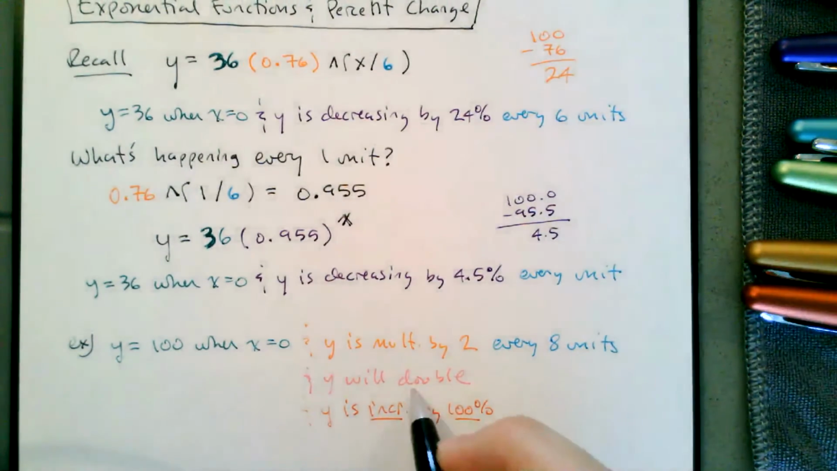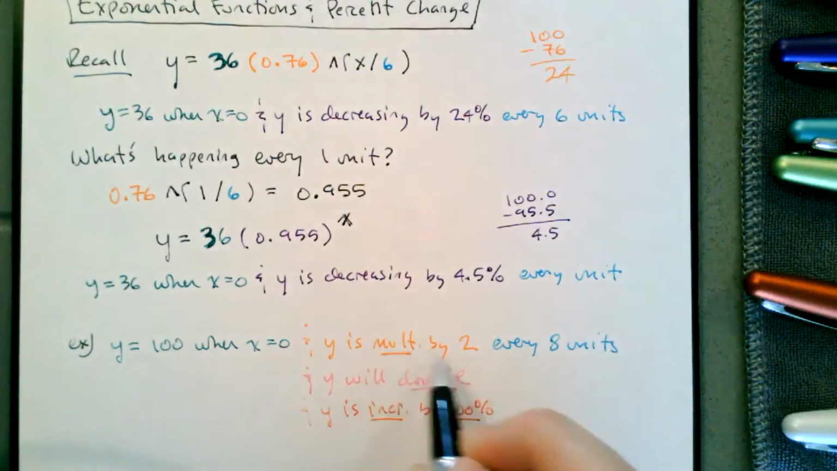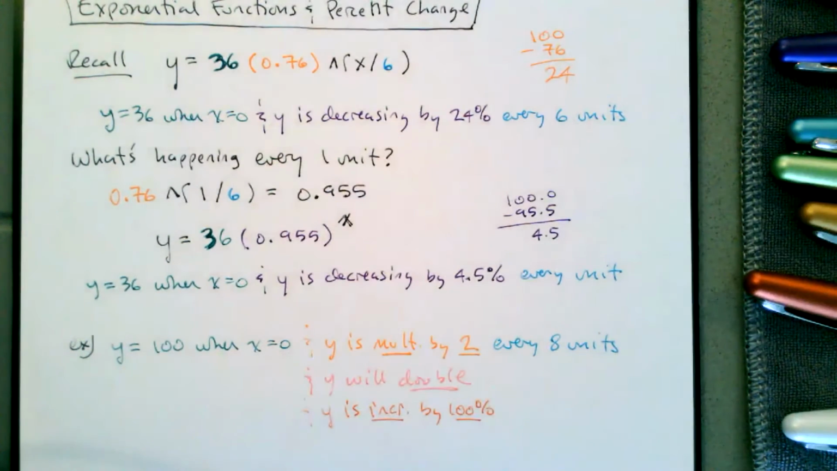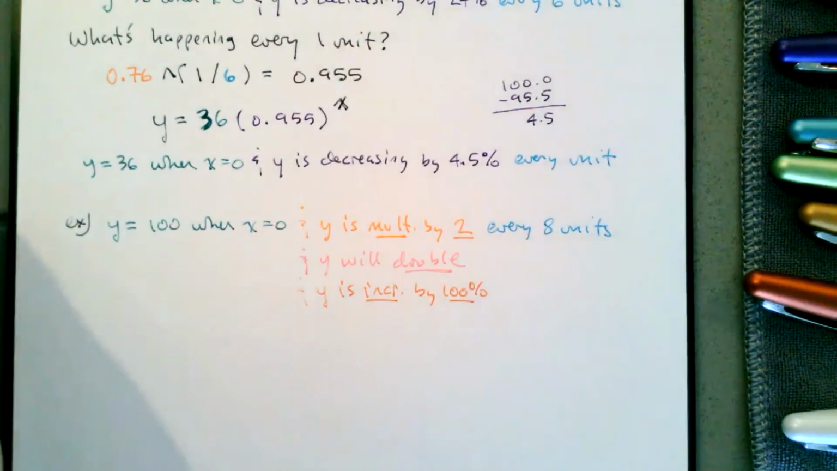All different ways of describing multiplying by 2. We think of the 200 and we subtract the 100 from 200, and we'll get the 100. So it's increasing by 100%. So y is 100 when x is 0 and y is multiplied by 2 every 8 units. That will give us a function.